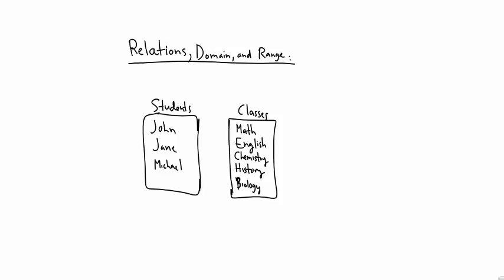One way is to associate students with the classes they're taking. Here, we have John taking English and history, Jane taking math, and Michael taking chemistry. So this is an example of a relation between students and classes.